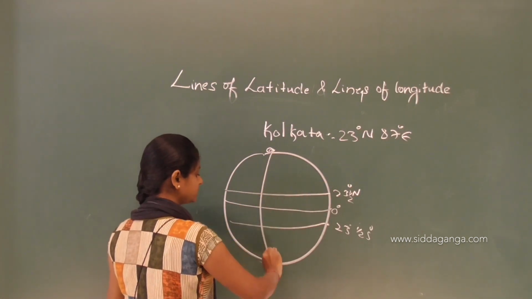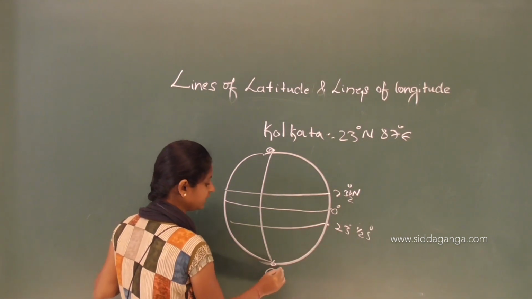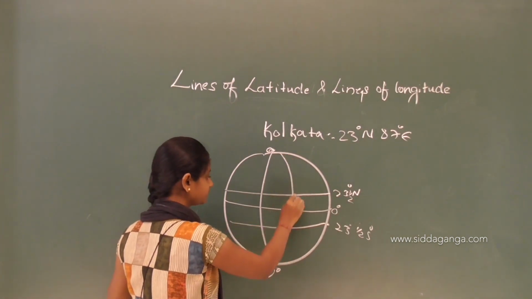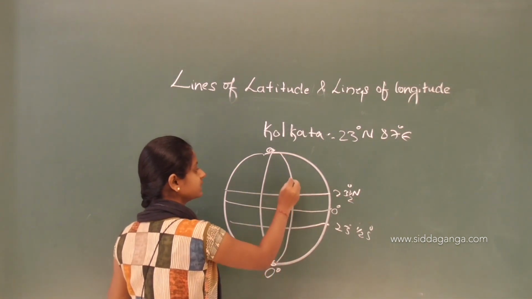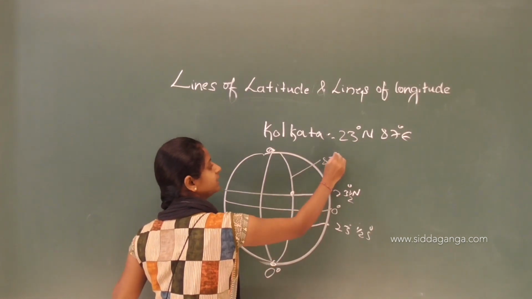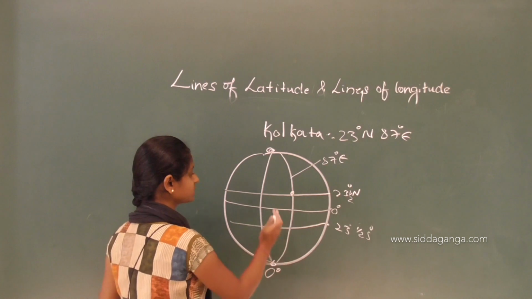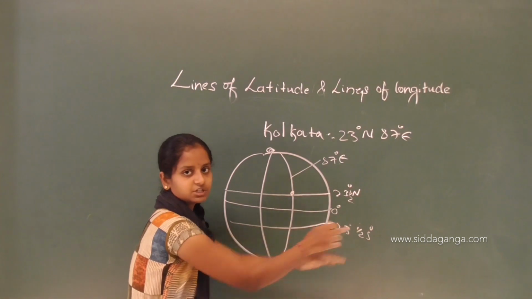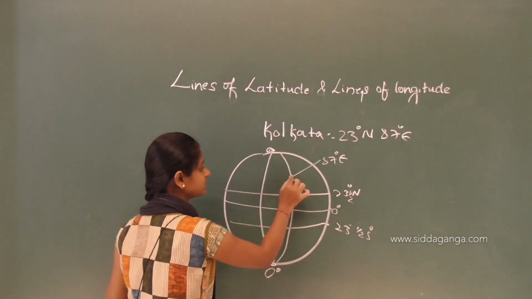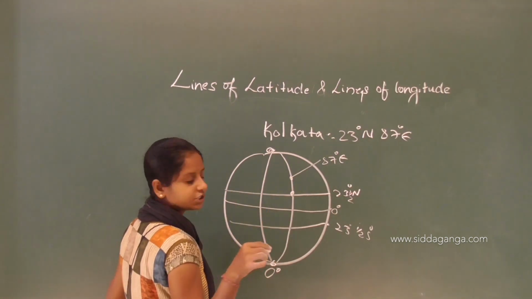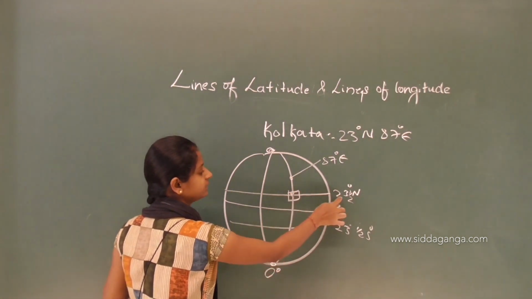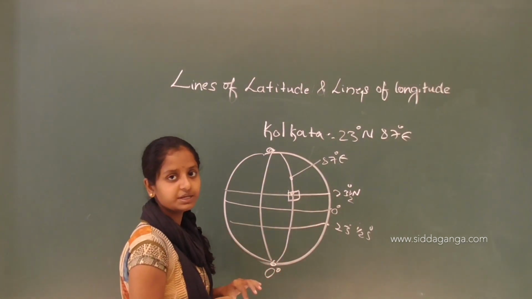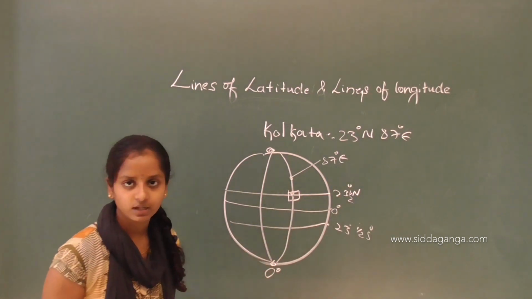We know that this is the prime meridian, which is at 0 degrees, and from here to here we can see 180 degrees. Imagine this is 87 degrees east longitude, so we are moving in this direction from the main meridian. This is the 87 degree longitude. The place where this 23.5 degree latitude and this 87 degree longitude meet is known as Kolkata.